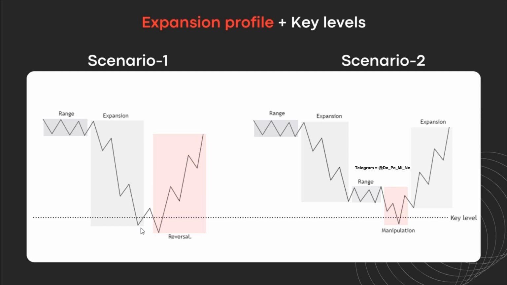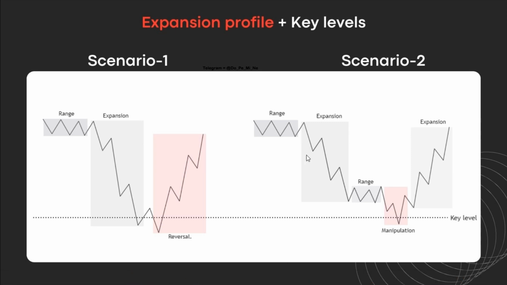Now the second scenario is when the expansion profile ends before it tests a key level. We're not going to expect a reversal profile straight away because a key level hasn't yet been tested. So in this case, we're going to expect either a retracement profile or a ranging profile. In this case, we got a ranging profile, and then we go back again to the first combination of ranging profile and key levels.